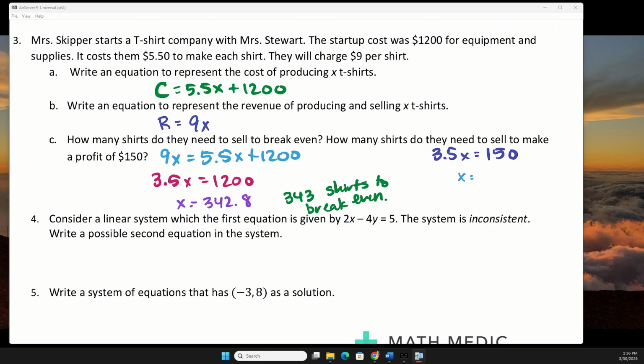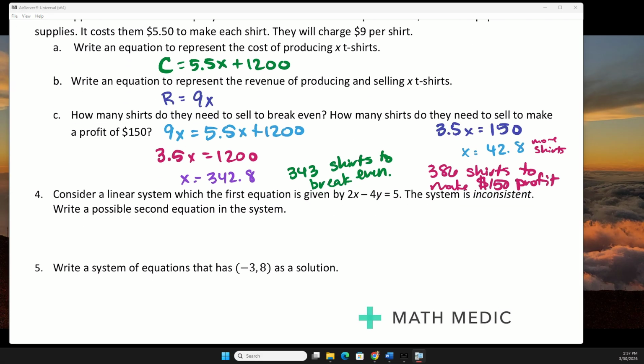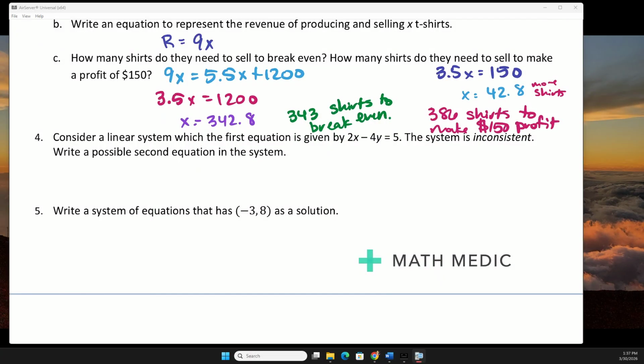And so we will just take 150 and divide it by 3.5 and we get 42.8. So we need 43 more shirts. So 386 shirts to make $150. Don't think this is a worthwhile business that we started. All right, any questions on that?